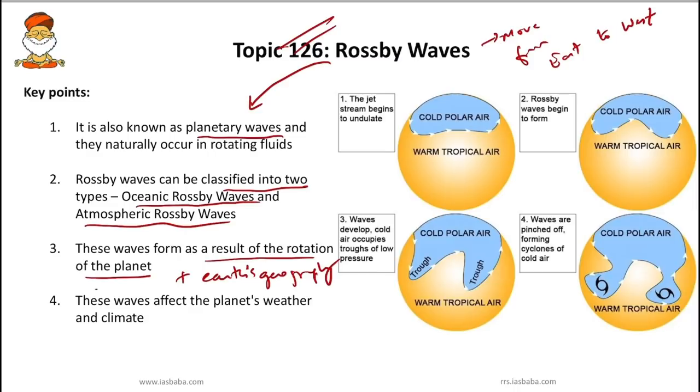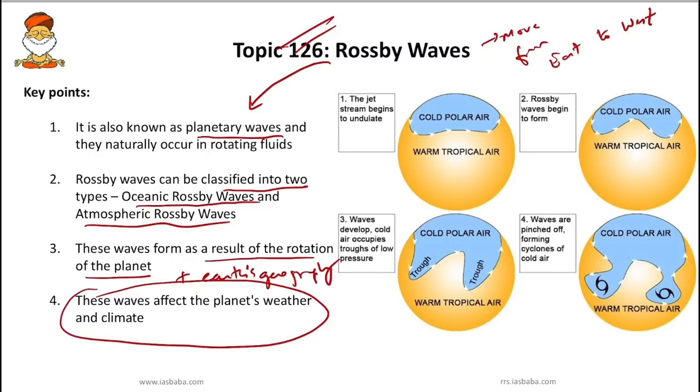Next, you have to remember that these Rossby waves are very important when it comes to climatology, because these waves affect the planet's weather and climate. These Rossby waves act in the transfer of heat from the tropics towards the poles, and they send cold air to the tropics.